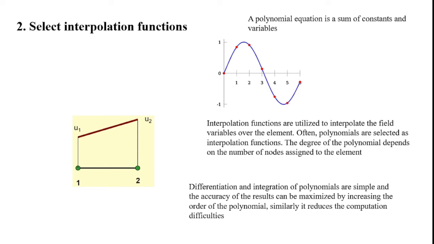Differentiation and integration of polynomials are simple, and the accuracy of the results can be maximized by increasing the order of the polynomial, which may be ∂²u/∂x² + ∂²u/∂y² + ∂²u/∂y². Likewise, I can add polynomial orders such as second order, third order, fourth order. Likewise, I can increase the order also. Similarly, this reduces the computation difficulties also. So the second step is the interpolation functions that are considered for our finite element methodology work.